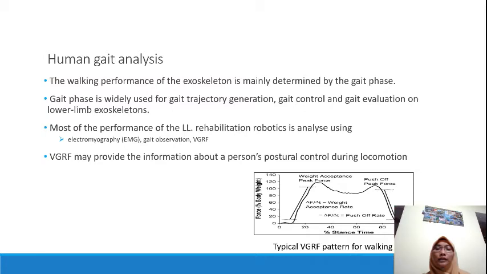So this is the pattern for the walking force, and as you can see here, it has two peaks, okay, two peak forces for normal walking.